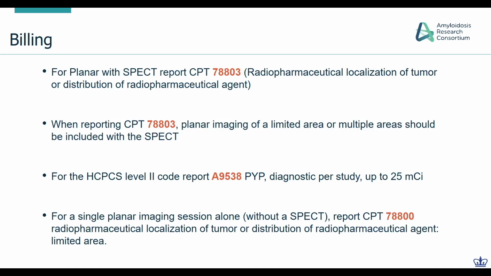And this SPECT imaging code cannot be used if you only do SPECT. It has to be planar with SPECT. So then it's 78803. Otherwise, only planar scanning is 78800. And you always use the isotope code with that, which is 9538 for PYP imaging.